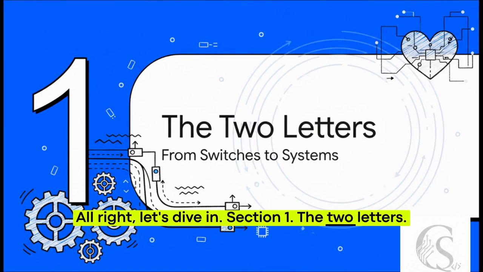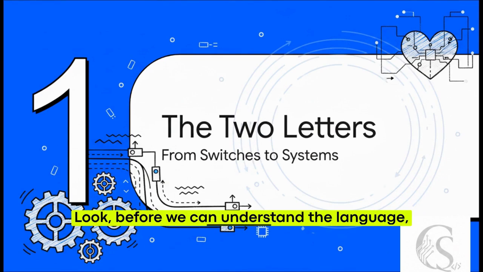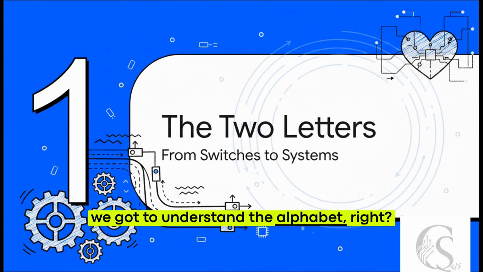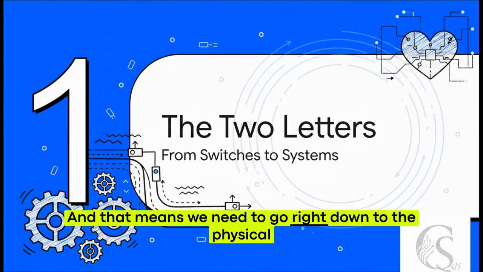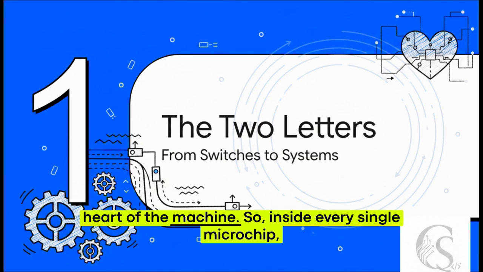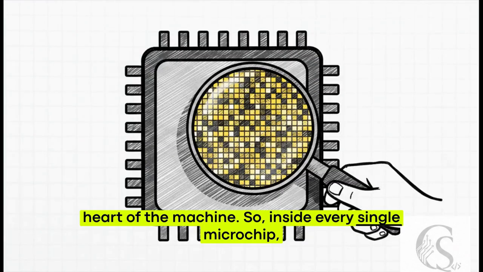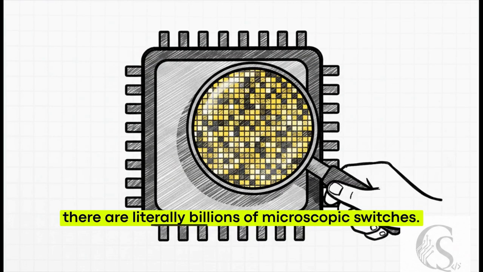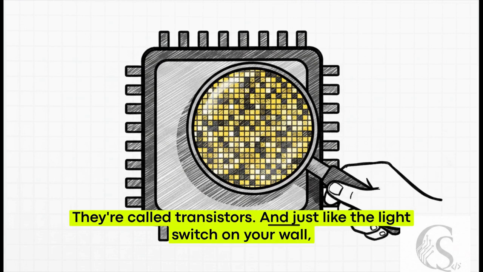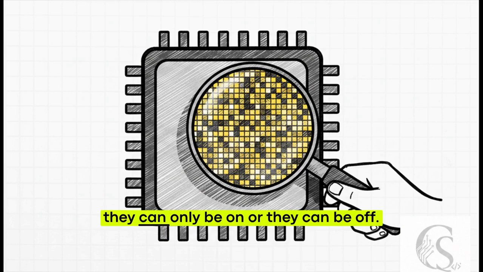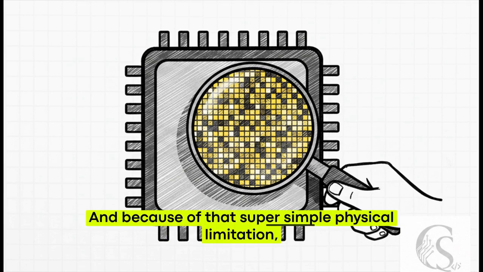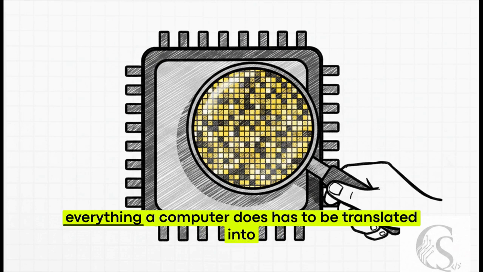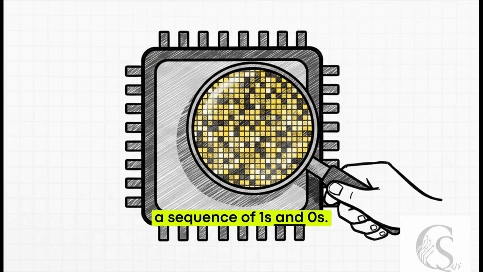Section 1, the 2 letters. Look, before we can understand the language, we gotta understand the alphabet, right? And that means we need to go right down to the physical heart of the machine. So inside every single microchip, there are literally billions of microscopic switches. They're called transistors. And just like the light switch on your wall, they can only be on or they can be off. And because of that super simple physical limitation, everything a computer does has to be translated into a sequence of 1s and 0s.